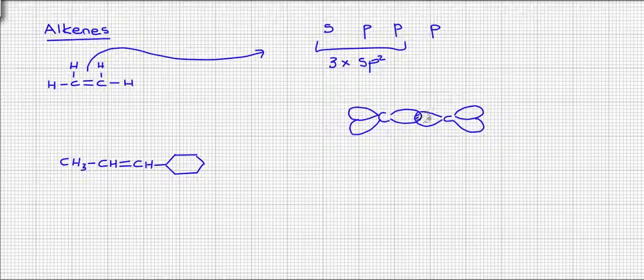The head-to-head overlap is a strong sigma bond. The p orbital that is not hybridized is perpendicular to the carbon atom. On each carbon there is a p orbital, and sideways overlap of these, both below and above the level of the carbon atoms, create one pi bond. So this line and that line together is one pi bond. So that is the weaker pi bond because it's sideways overlap, which is not as good as head-to-head overlap.